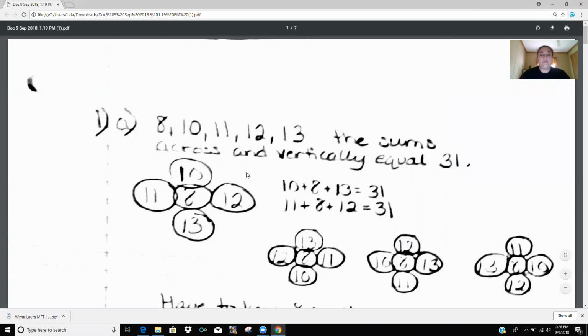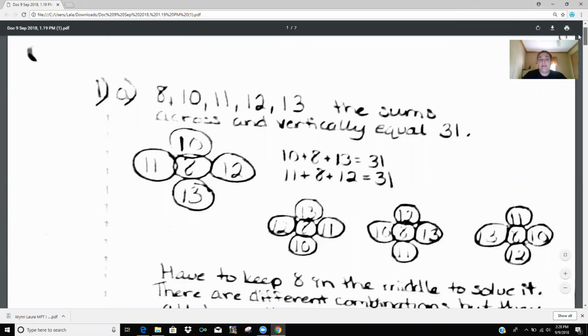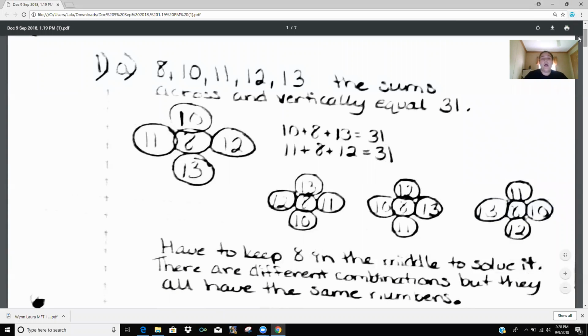All right, they give us the numbers 8, 10, 11, 12, and 13. We need to find the sums of these numbers across and vertically, and they have to equal 31. I started off with 8 in the middle. I put 10 and 13 on top and below, and then 11 and 12 on the sides, which 10 plus 8 plus 13 is equal to 31, and 11 plus 8 plus 12 is 31.